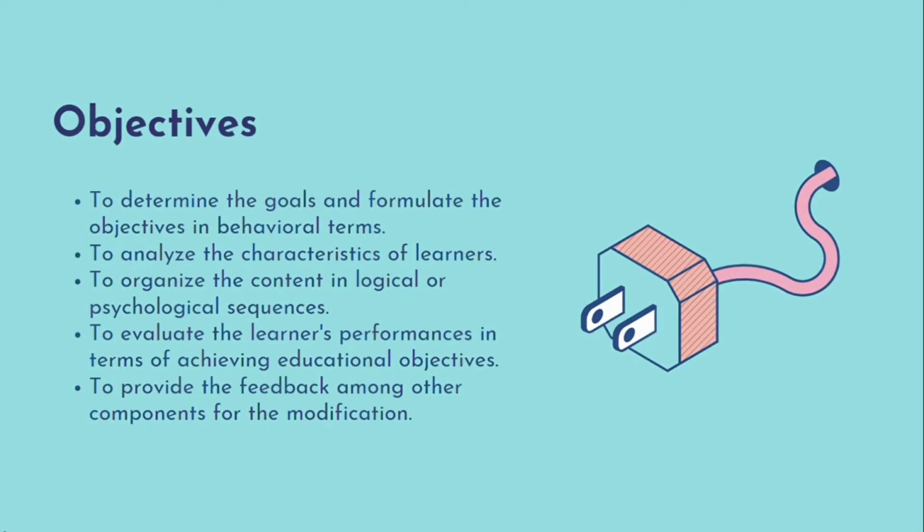The objectives of this lesson are: first, to determine the goals and formulate the objectives in behavioral terms; second, to analyze the characteristics of learners; third, to organize the content in logical or psychological sequences; fourth, to evaluate the learner's performances in terms of achieving educational objectives; and lastly, to provide feedback among other components for the modification.